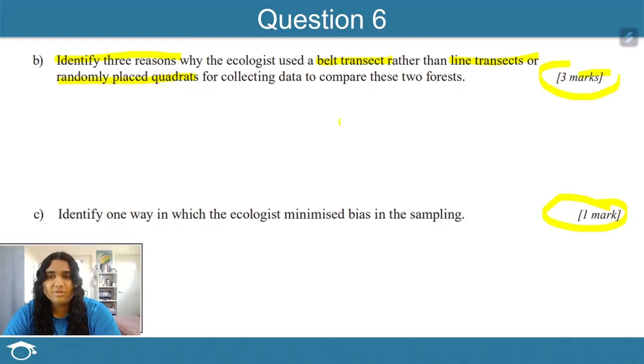So pause the video now, pause the recording, get an answer written for the question, and I will go through the answer with you.